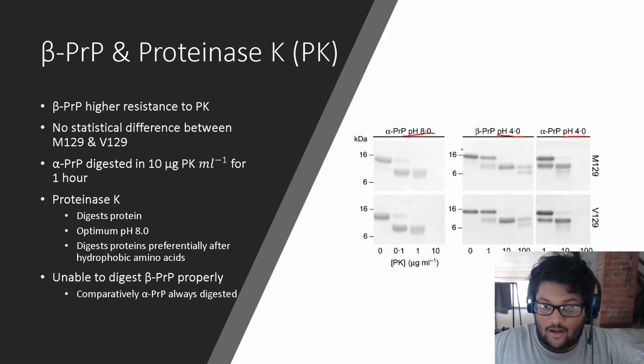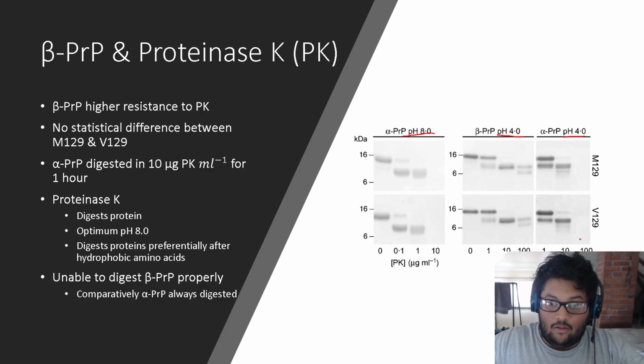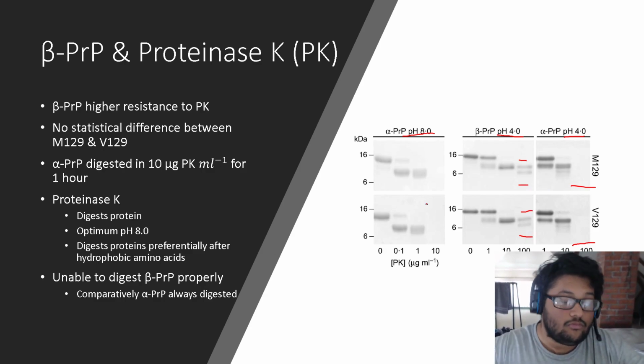But to compare and say that it's not because the protein isn't working properly, they also digested alpha PRP at the same 4.0 pH. And alpha PRP, as shown in these two, was still digested, whereas beta PRP is present over here, shown by these immunoblots.